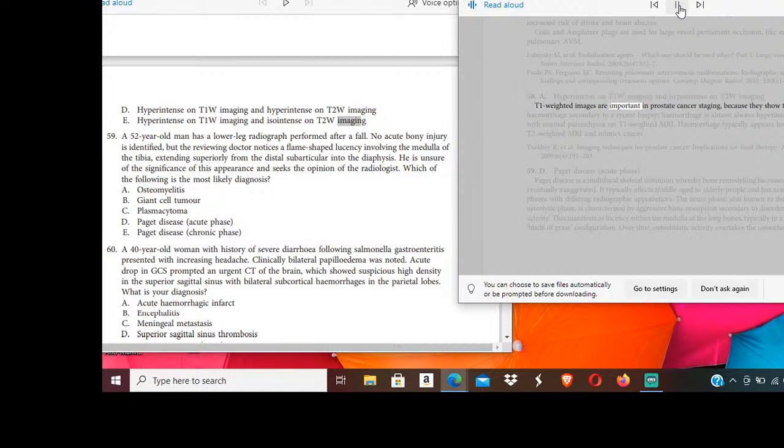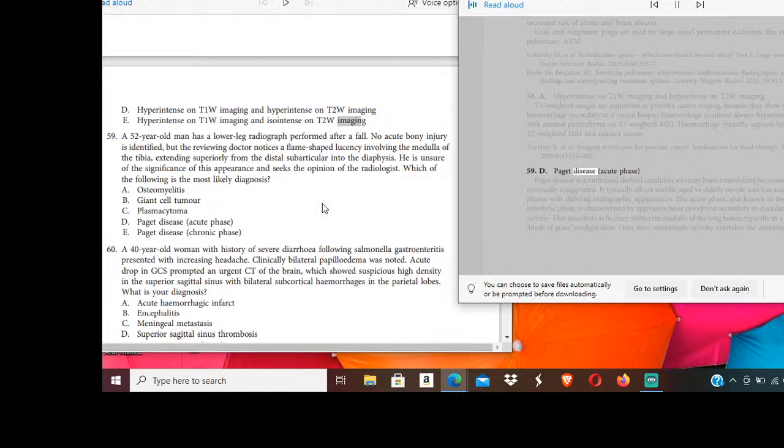T1-weighted images are important in prostate cancer staging because they show the presence of hemorrhage secondary to a recent biopsy. Hemorrhage is almost always hyperintense compared with normal parenchyma on T1-weighted MRI. Hemorrhage typically appears low in signal on T2-weighted MRI and mimics cancer. Turkbey B, et al. Imaging techniques for prostate cancer: implications for focal therapy. Nat Rev Urol. 2009;6:191-203.